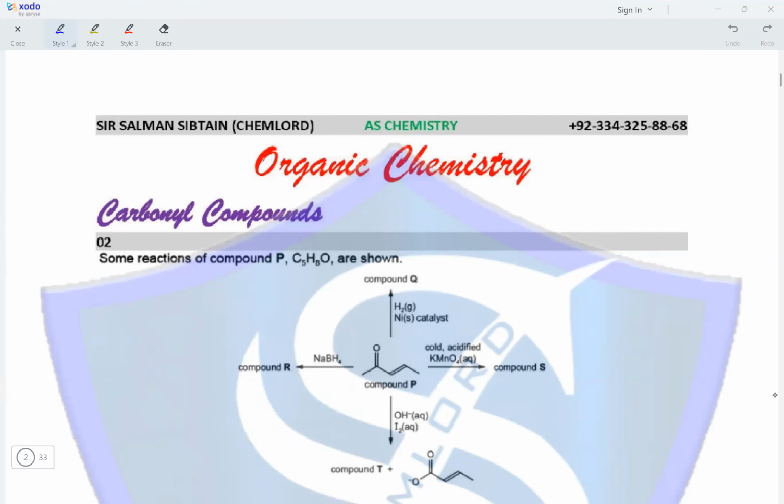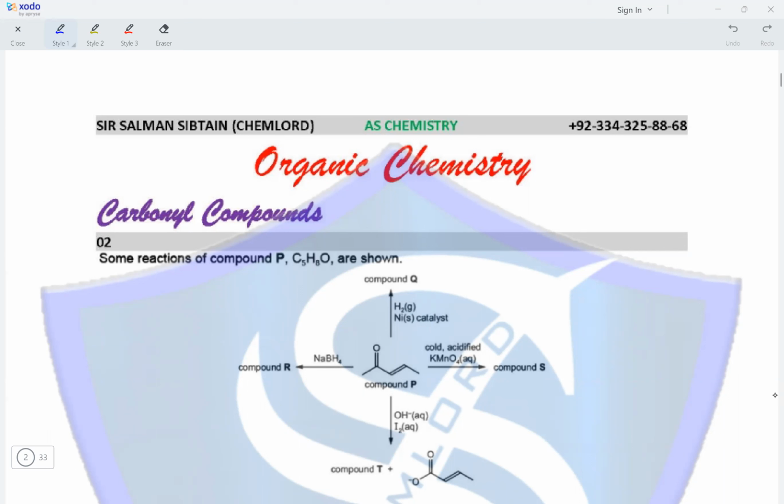Question 2. Some reactions of compound P, C5H8O, are shown. So P, when it is reacting with hydrogen gas and nickel catalyst, forms compound Q. When it is reacting with NaBH4, which is a mild reducing agent, it forms compound R. When it is reacting with cold acidified KMnO4, it is forming compound S.